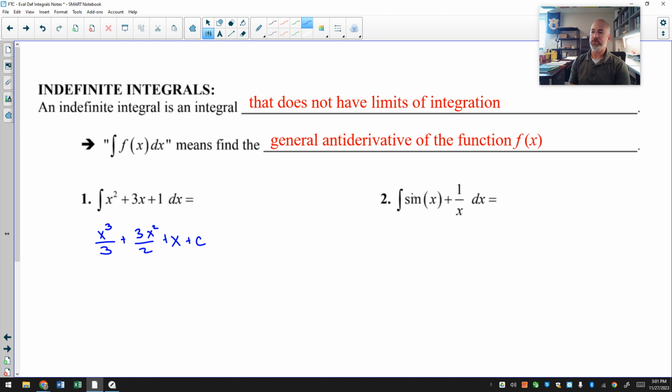Number two, the antiderivative of sine x is actually negative cosine x. A lot of people mess that up. And the antiderivative of 1 over x is the natural log of x. We will always put that in absolute values to preserve domain issues between 1 over x and the antiderivative of 1 over x. And we'll put a plus c. So there's your general antiderivative, and you should be somewhat familiar with that process already.